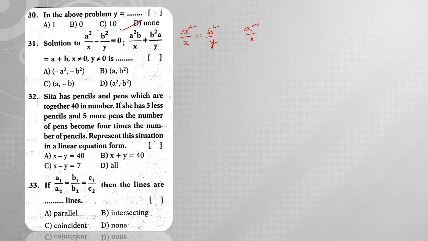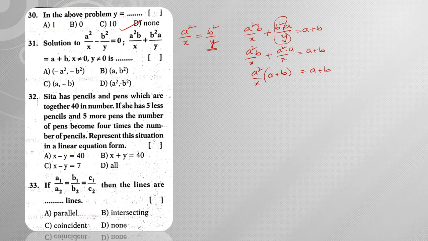a square b by x plus b square a by y is equal to a plus b. Now clearly, instead of b square by y, can I replace a square by x? So instead of b square by y, I am going to replace a square by x. So a square b by x plus a square by x into a is equal to a plus b. Now from both the terms I can take a square by x as common, then I am going to have a plus b is equal to a plus b.